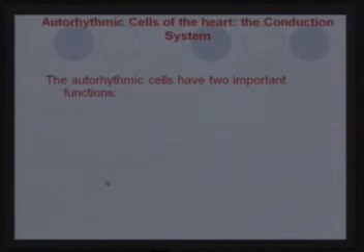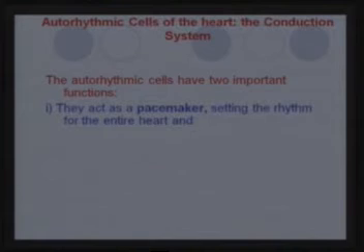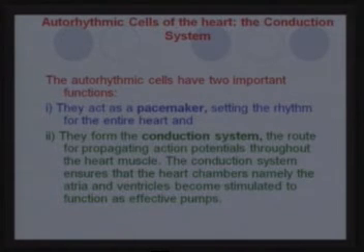The heart has 2 important functions. The autorhythmic cells are present in it. They act as pacemaker. They set the rhythm of the entire heart, and they form the conducting system, the route for propagating action potential throughout the heart muscle. The conduction system ensures that the heart chambers, namely the atria and ventricles, become stimulated to act as effective pumps.